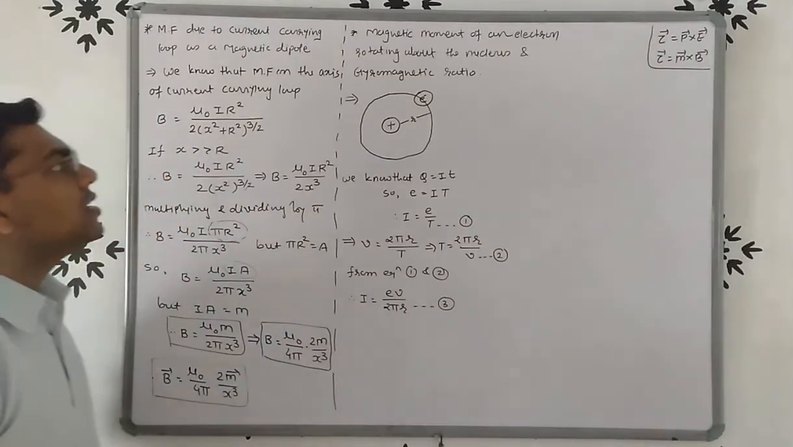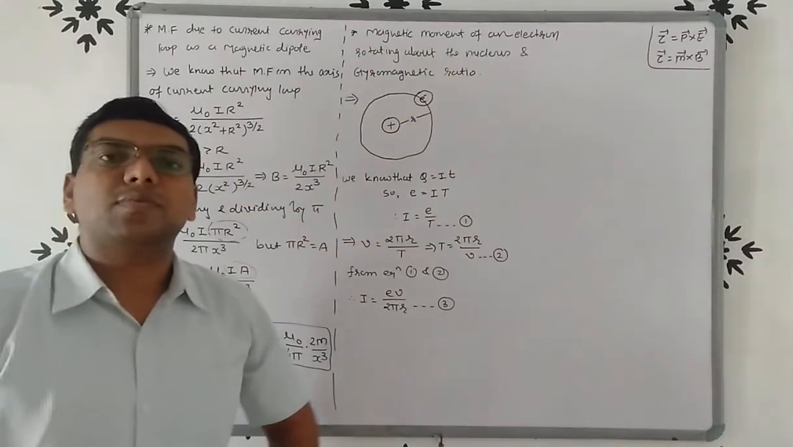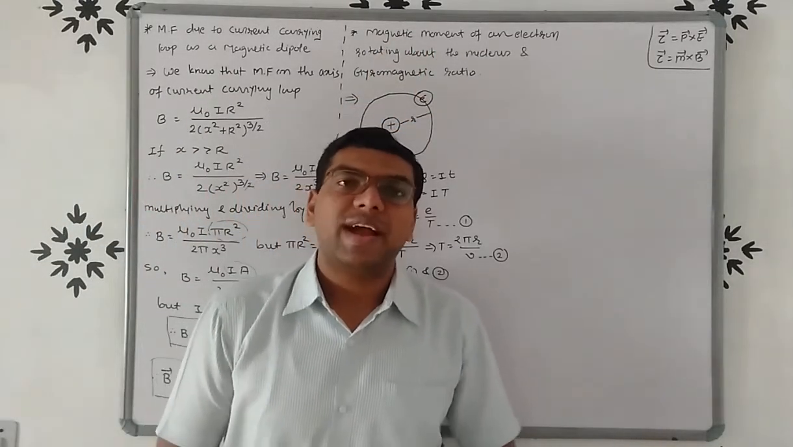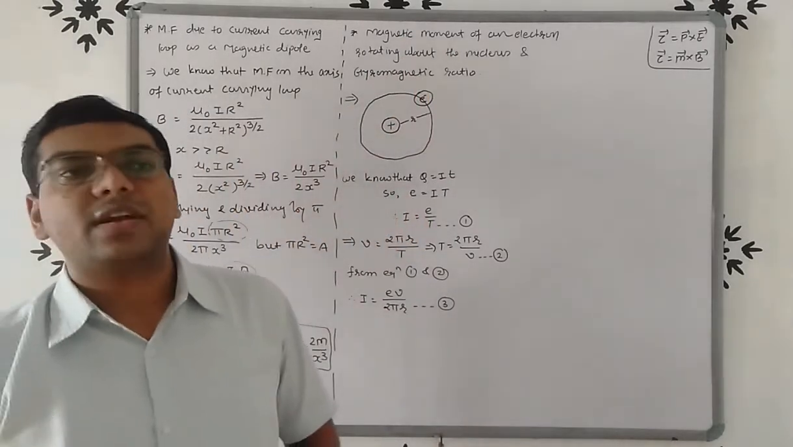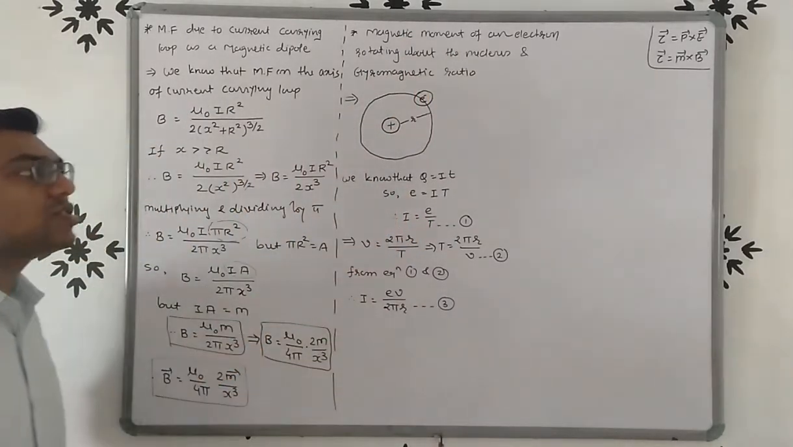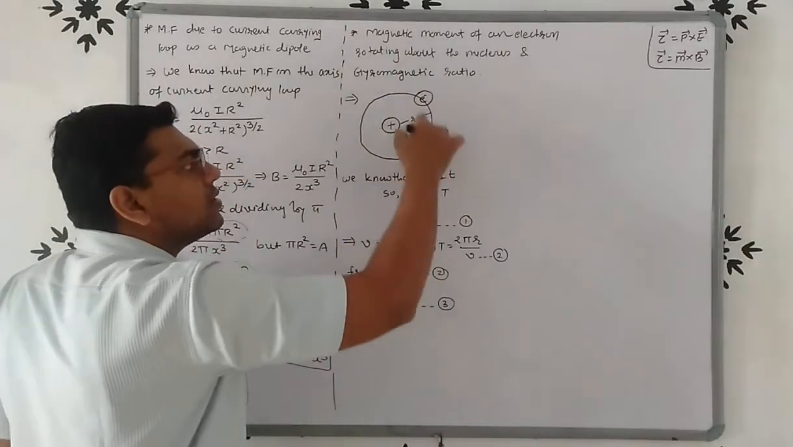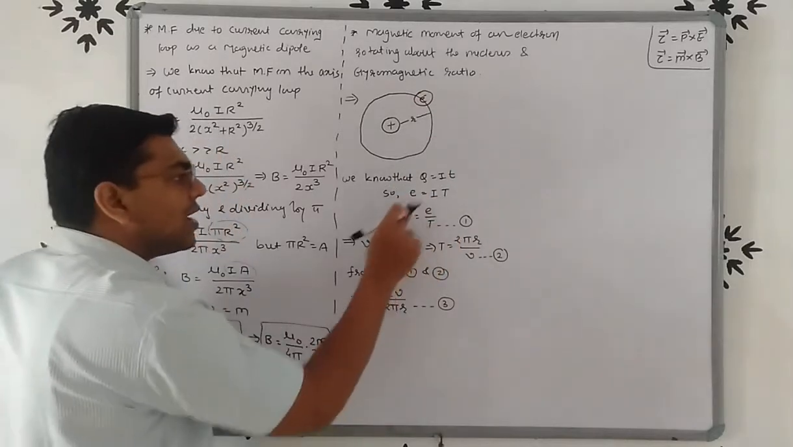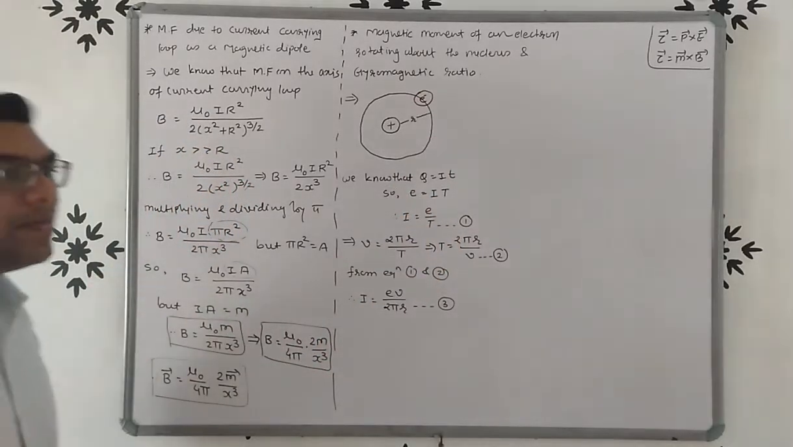So the current I is equal to ev upon 2 pi r. Once again, friends, we have to derive the equation of magnetic moment, but magnetic moment is equal to I A. So to find out magnetic moment, we have to derive the formula of current. We know that Q is equal to I T. Here there is a charge of electron e, so e is equal to I capital T. So I is equal to e by capital T, where T is the periodic time.